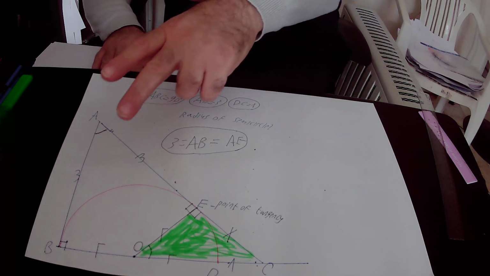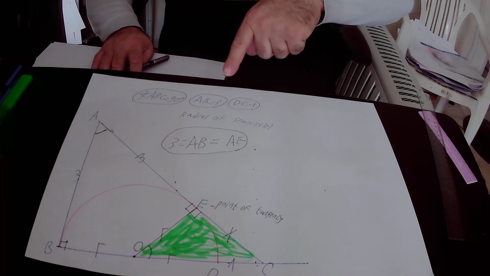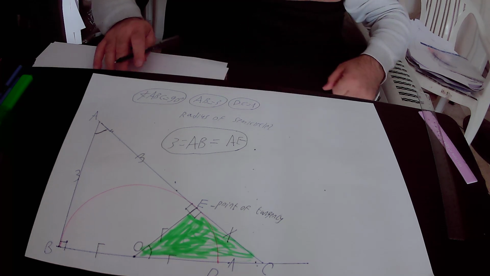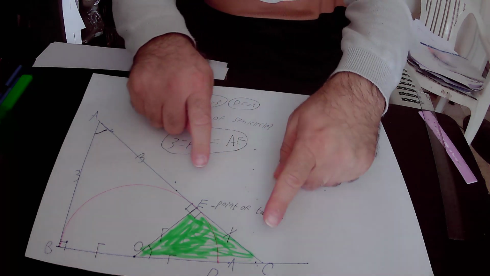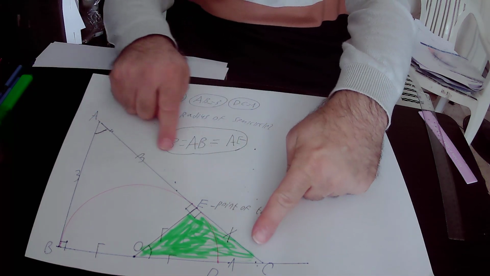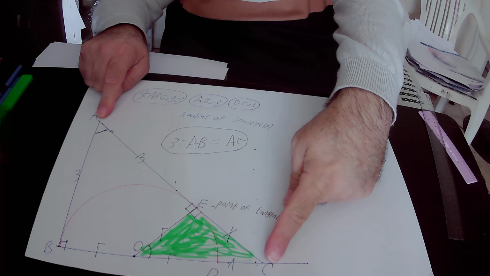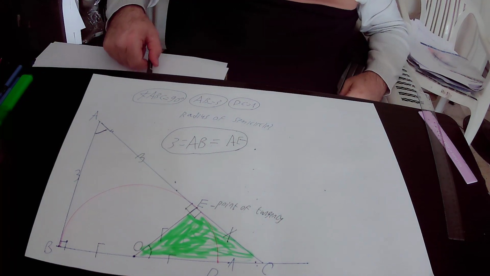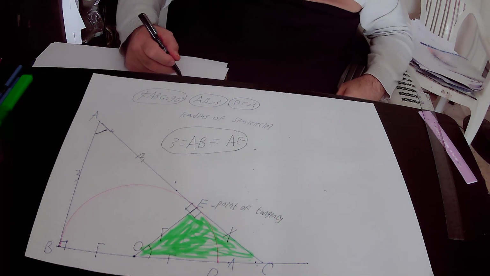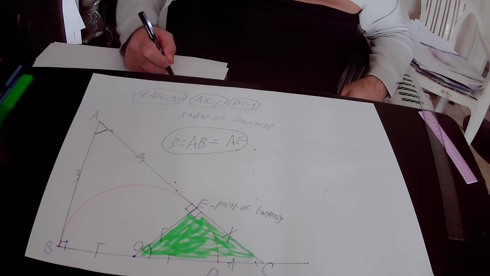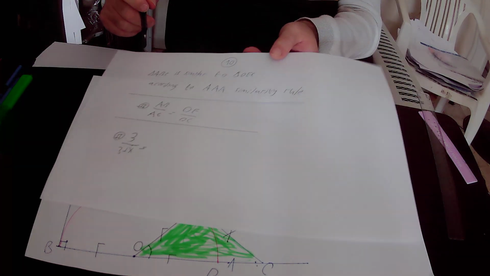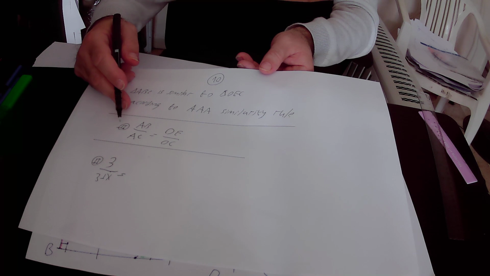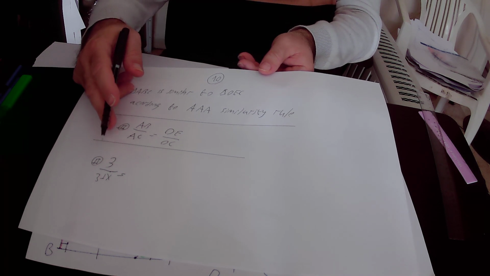But what is the value of AB? AB equals 3 units according to what is given in the question. What is the value of AC? The value of AC is actually 3 plus X, as you can see from the drawing. So AB over AC is actually 3 over 3 plus X.